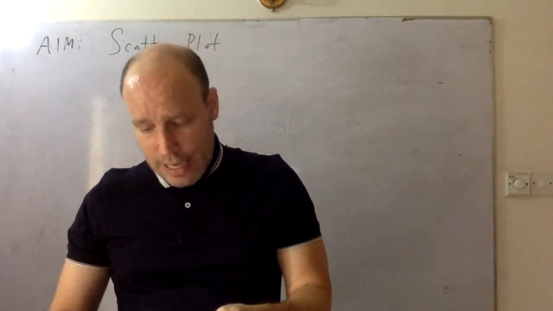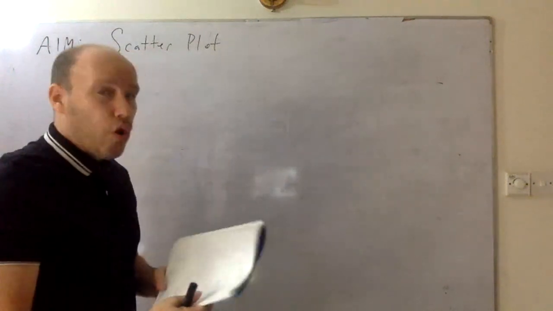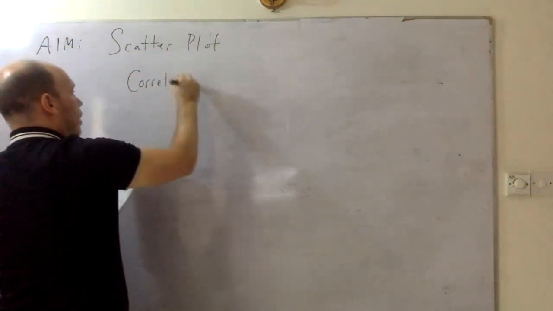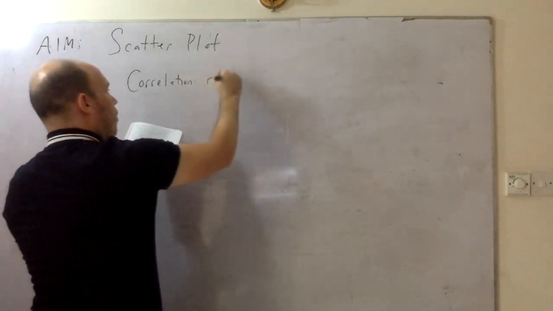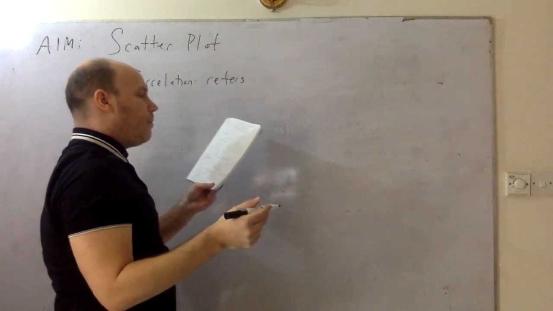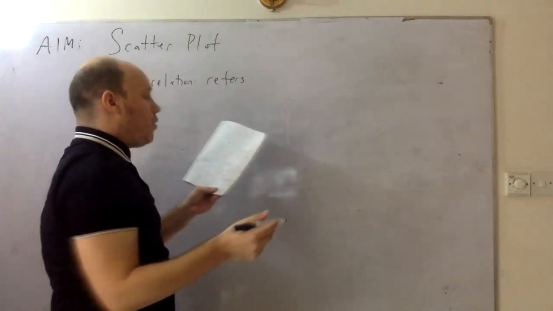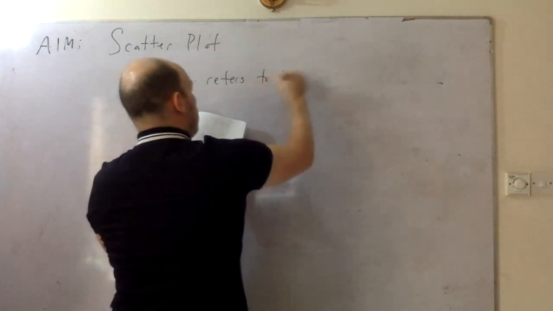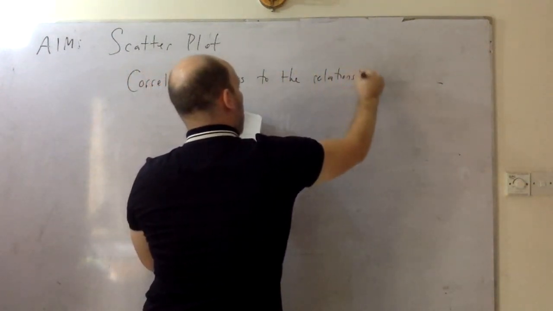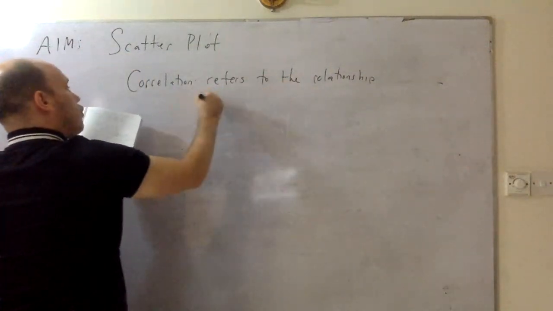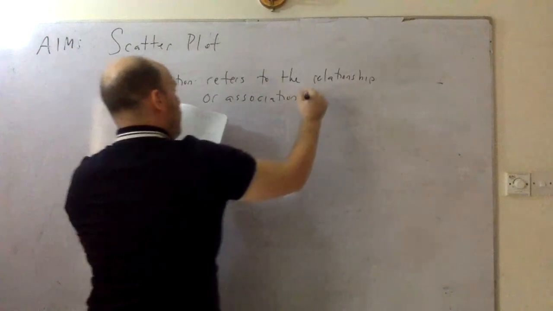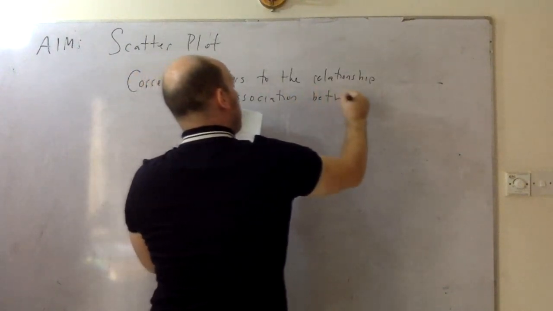So first of all, we're going to see if there's a correlation. The word correlation refers to the relationship or association between two variables.